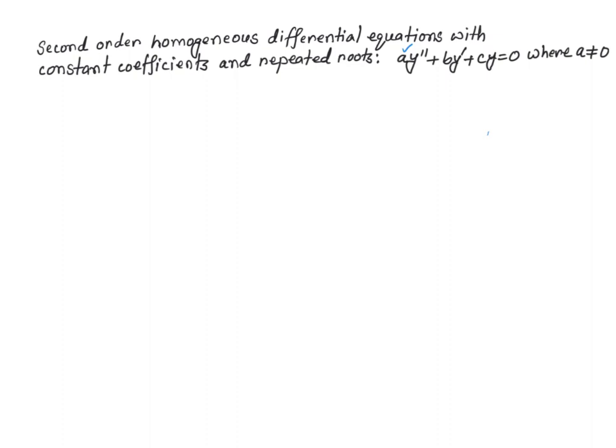So we know that our general format for the solution is going to be y, or let's call it y1, is equal to e to the power rt, right? So if I take the derivative of it, y1 prime is equal to r times e to the power rt, and y1 double prime is equal to r squared times e to the power rt. Now if I plug it into this equation and simplify it a little bit, I'm going to get a r squared plus b r plus c times e to the power rt is equal to 0.